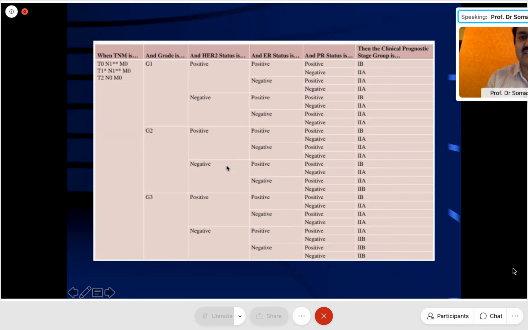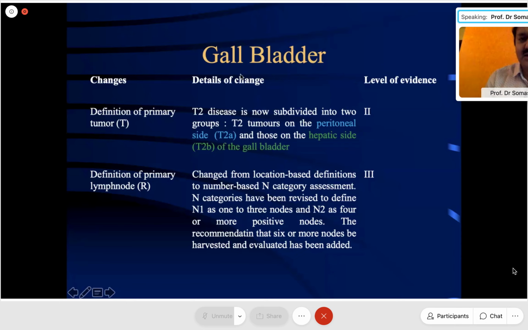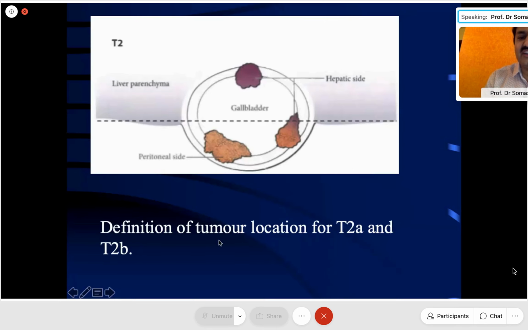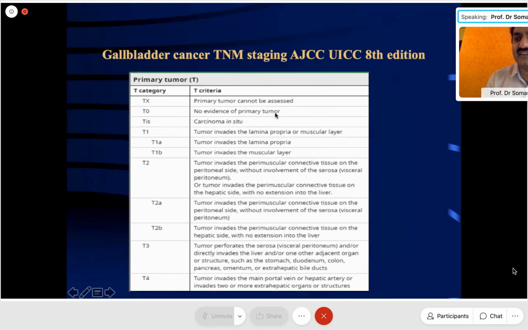I will tell you what other things have changed in the new edition. In gallbladder, T2A and T2B have been changed based on the peritoneal or hepatic side. This is based on level 2 and level 3 evidence. So T2A, T2B in gallbladder changed. Draw this figure in the exam. When you write in theory, please don't write theory. Always put one chart, one table, and one box. There are over 10 questions in DNB surgical onco based only on what has changed, because they found the outcome is also different on either side. That's one of the reasons.